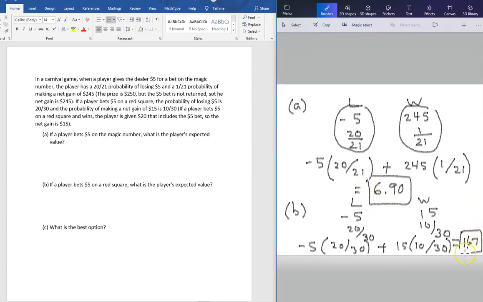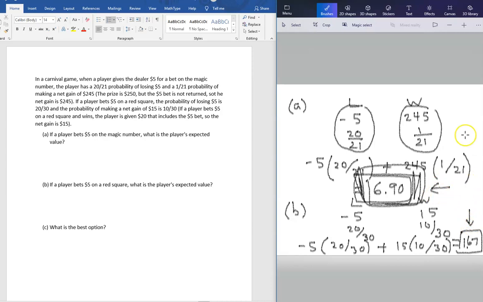Make sure you round to dollars and cents. And in part C, the best option would be the one with the highest expected value. So in this case, playing the magic number would be the better option because it has a higher expected payout compared to playing the red square. So this was magic number, this was red square. Now, so that's how you do this question.